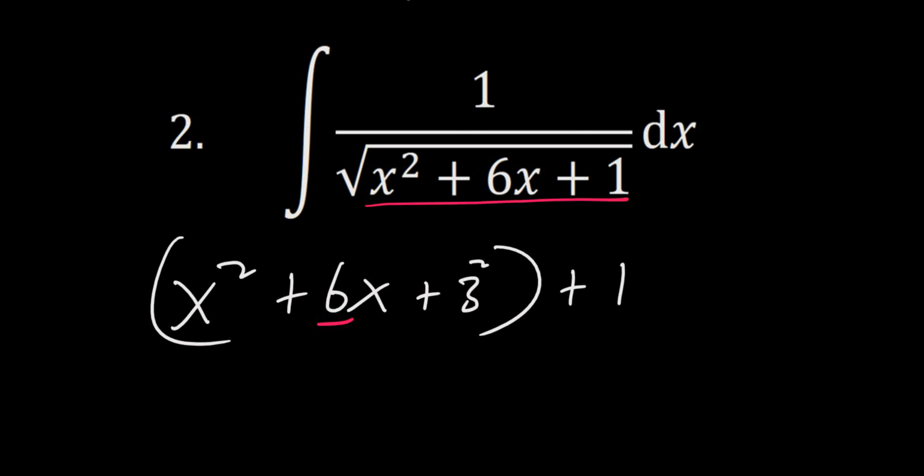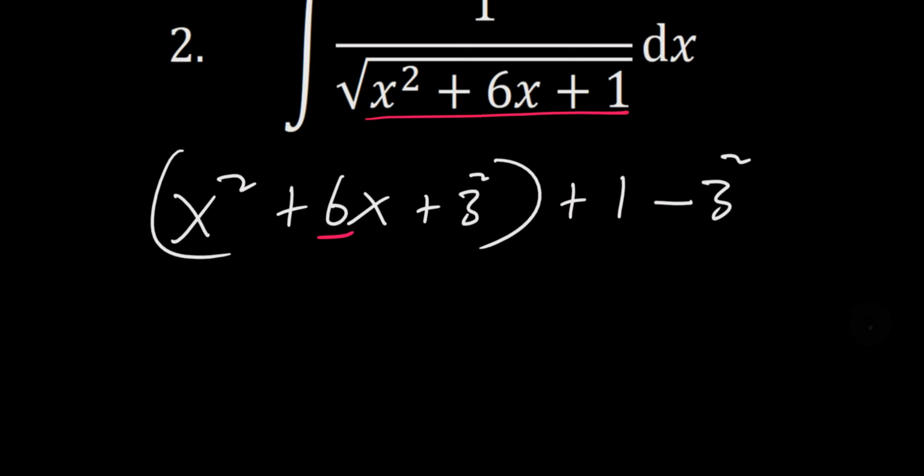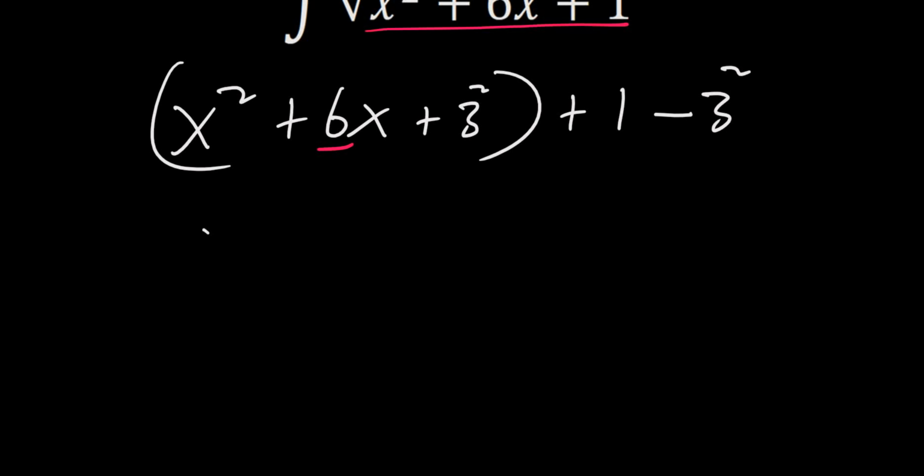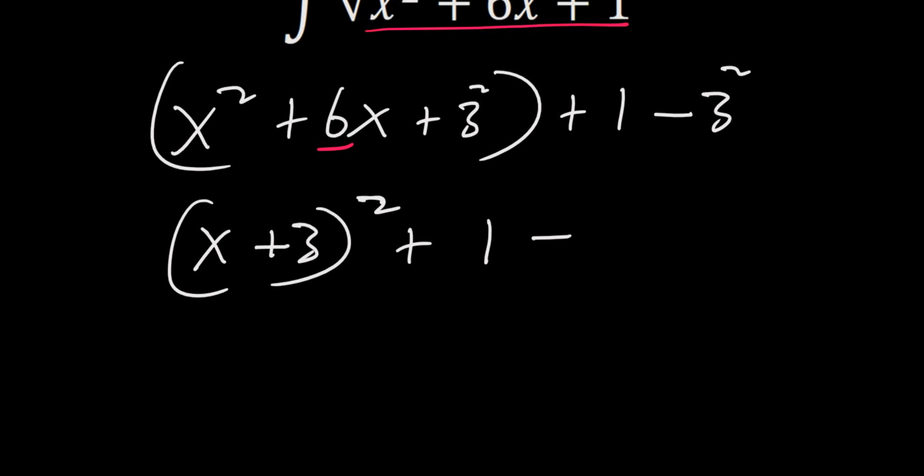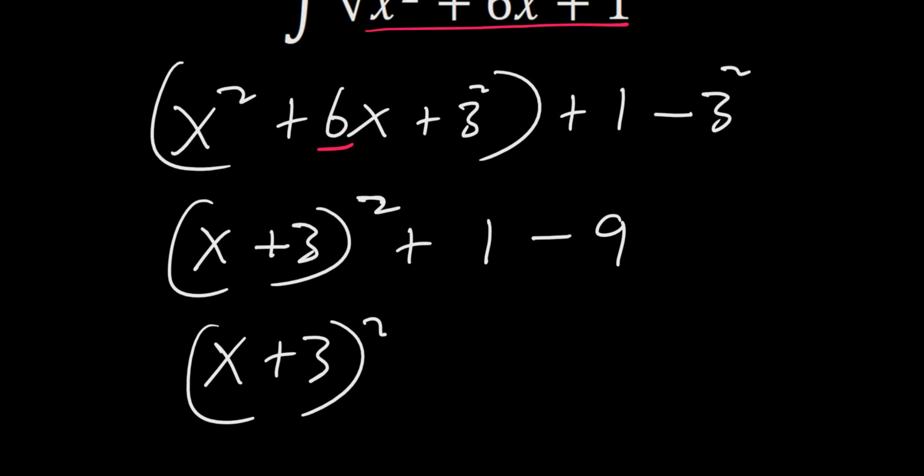And since you added it to this part of the question, also subtract it from this to make the value the same. So now we can write this part of the question, the content of the parentheses, (x plus 3) squared plus 1 minus 9, and 1 minus 9 is minus 8. So this becomes (x plus 3) squared minus 8.